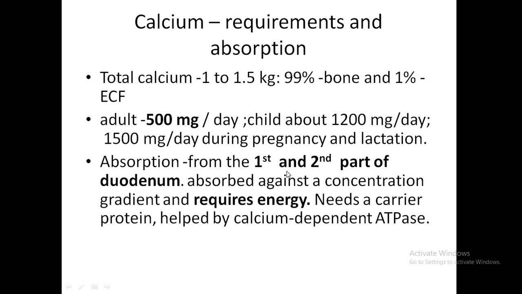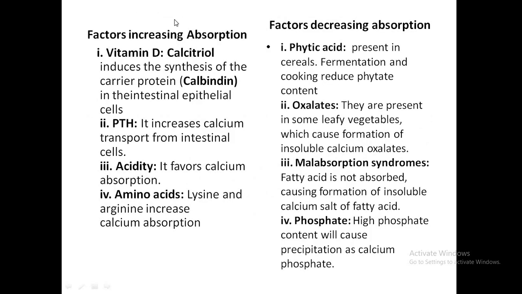Absorption is from the first and second part of the duodenum, like folate and iron, and it is absorbed against a concentration gradient. It requires energy, and it needs a carrier protein and is helped by an ATPase. Factors increasing the absorption are vitamin D, which induces the synthesis of calbindin in the epithelial cells of the intestine. PTH increases calcium transport from intestinal cells. Acidity also favors calcium absorption, and lysine and arginine increase calcium absorption.